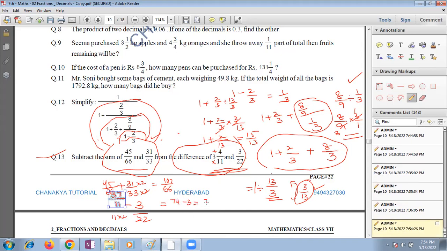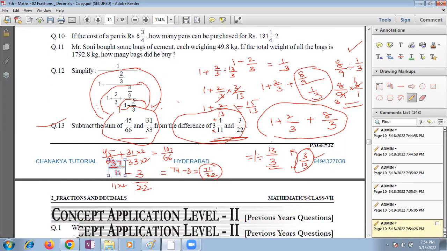Ma'am, I rechecked my calculation and 71 by 20 was wrong, ma'am. It's 71 by 22. Ma'am, 71 by 22, if you multiply by 3, you will get 213 by 66. No, Nana, here you see: 11 threes are 33, 37 by 11, okay.